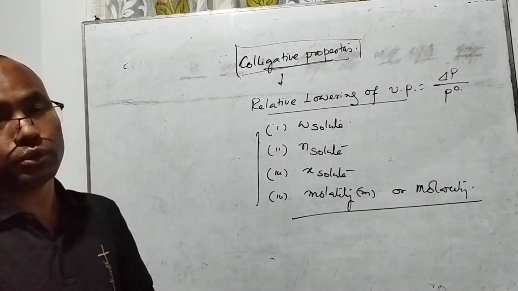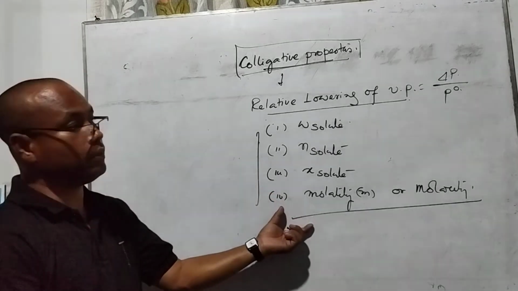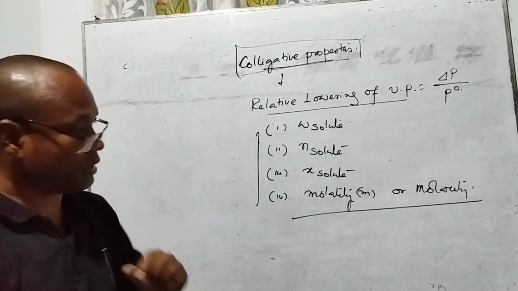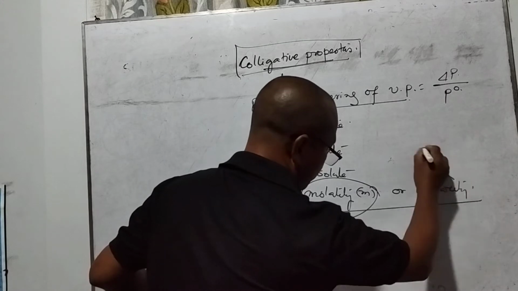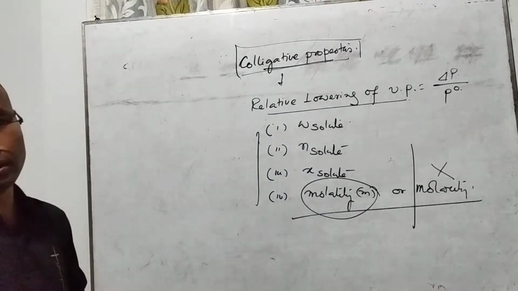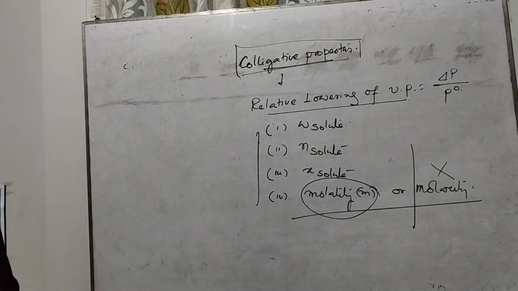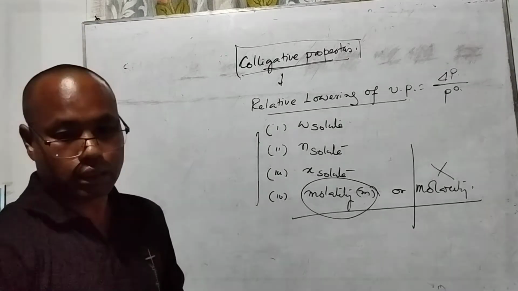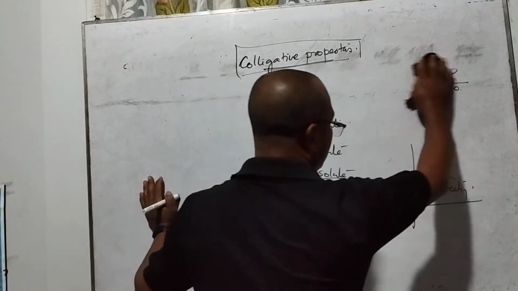But here the most important is just the concentration term of our solution. This colligative property is related to molality, not molarity. Please keep it in mind here. So now here, how do we express our colligative property, that means the relative lowering of vapor pressure, in different mathematical expressions? I am just going to write here.